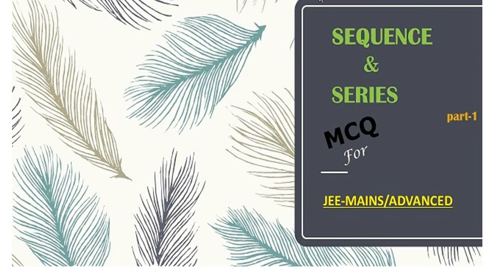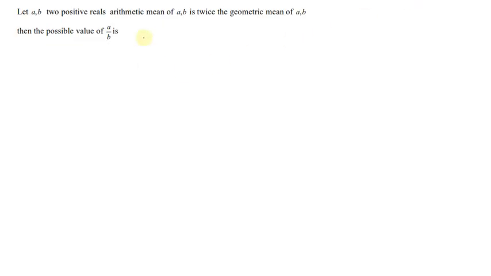Now look at the questions. See, let A and B be two positive real numbers, and the arithmetic mean of A and B is twice the geometric mean of A and B. So these are the models you can expect in the Mains examinations. According to this, A and B are two positive numbers. Arithmetic mean and geometric mean relations you can utilize for positive real numbers. So that's why A and B are two positive real numbers.